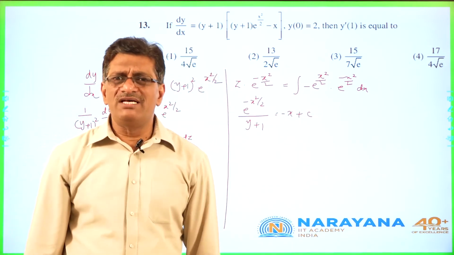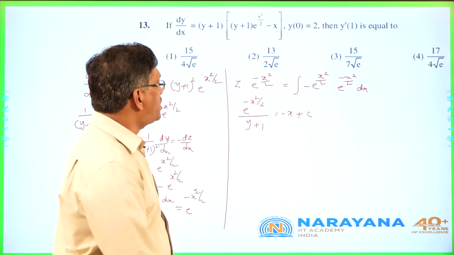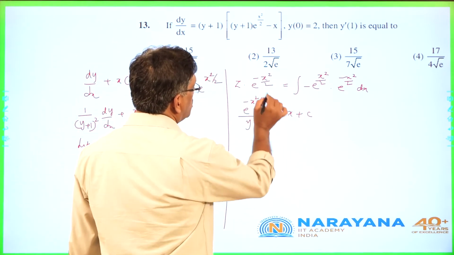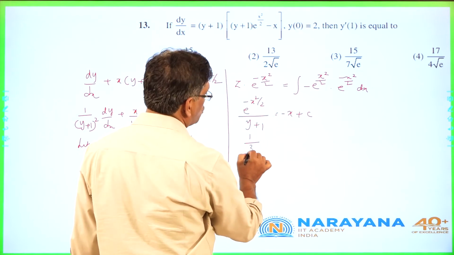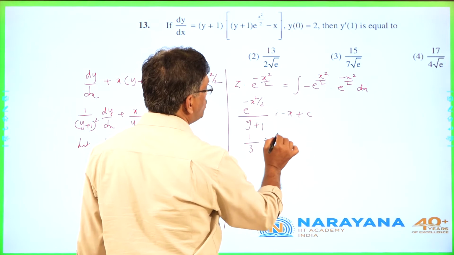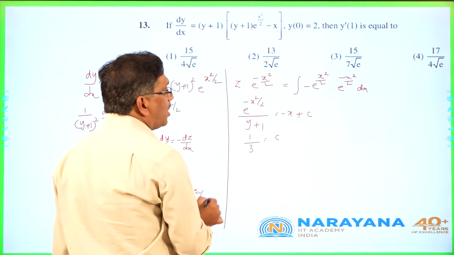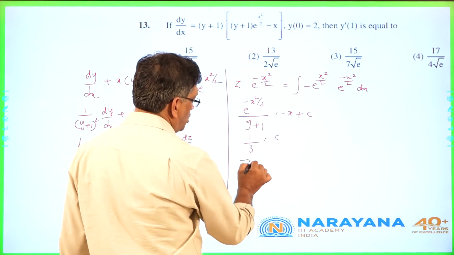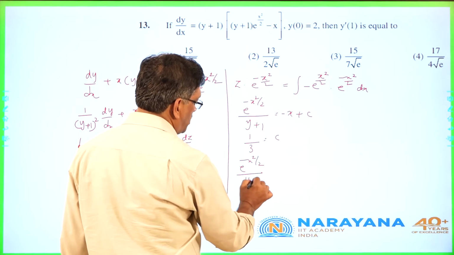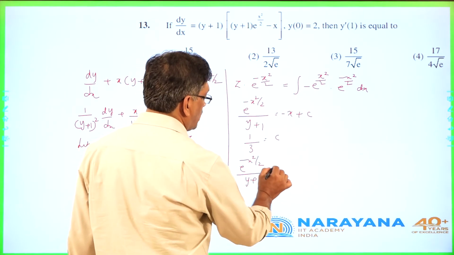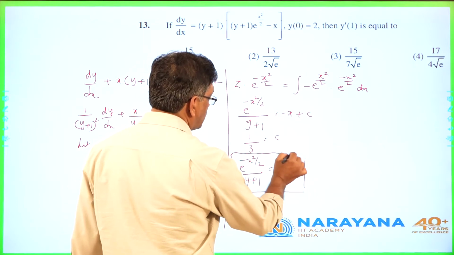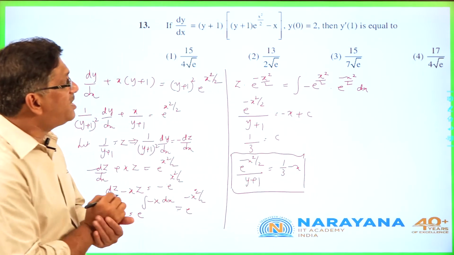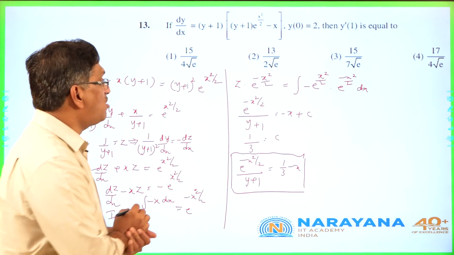Always constants play an important role. At x equal to 0, y is 2. At x 0, this is 1 by y plus 1, that is 1 by 3, equal to c. So c equals 1 by 3. Therefore, e power minus x square by 2 by y plus 1 is 1 by 3 minus x. This is the solution. But he is asking y dash of 1.